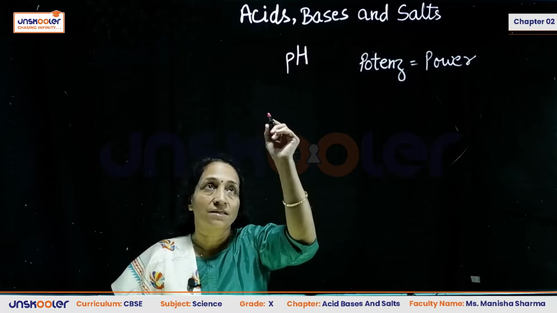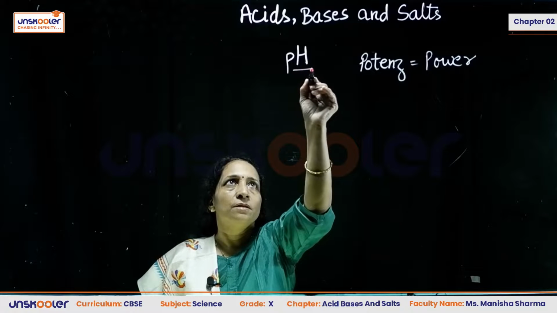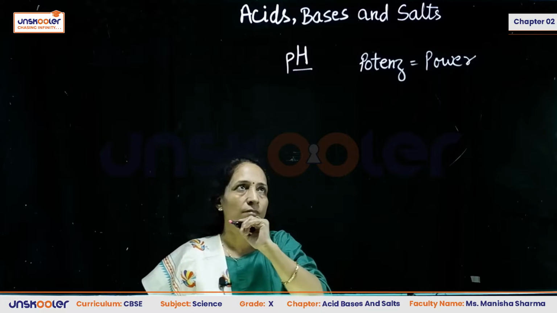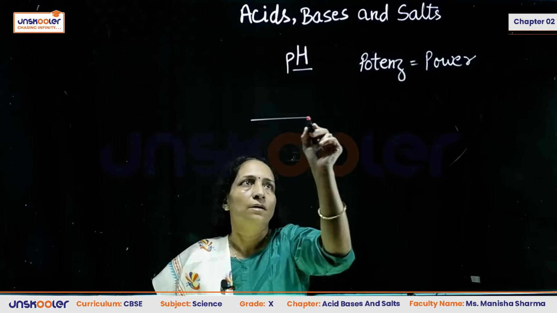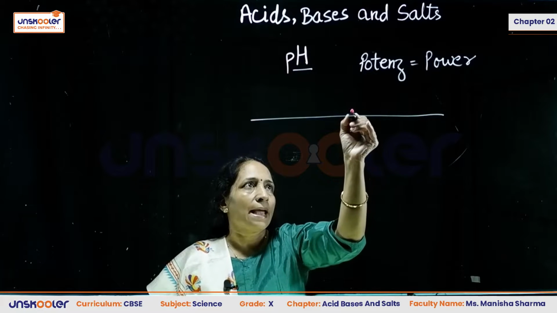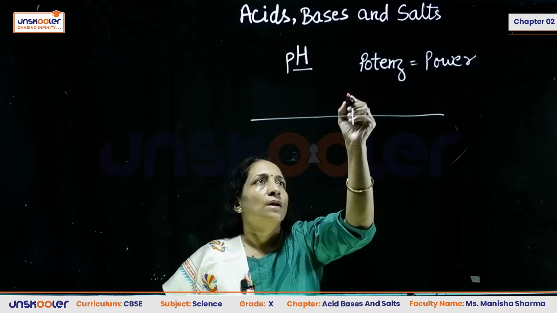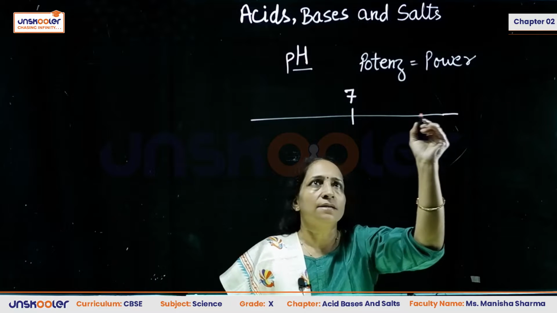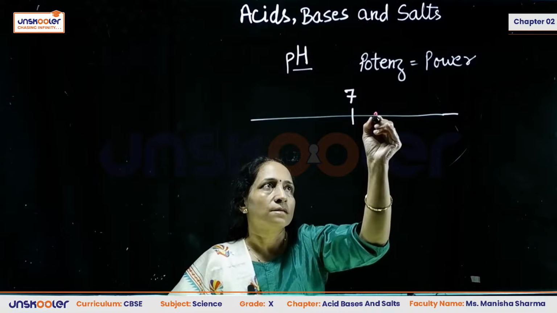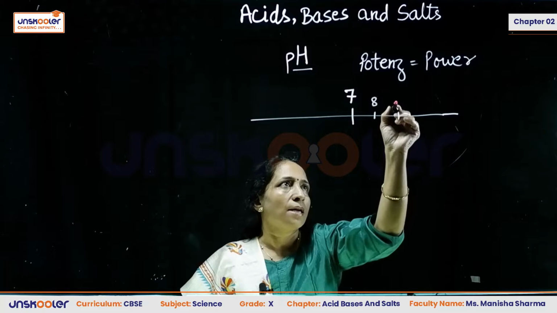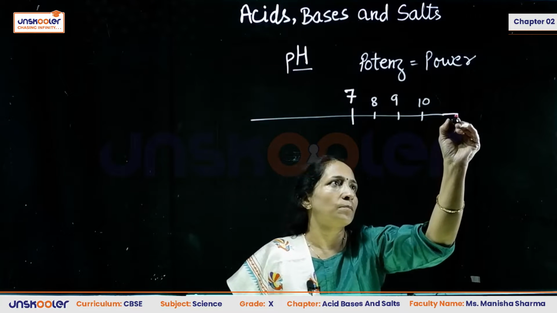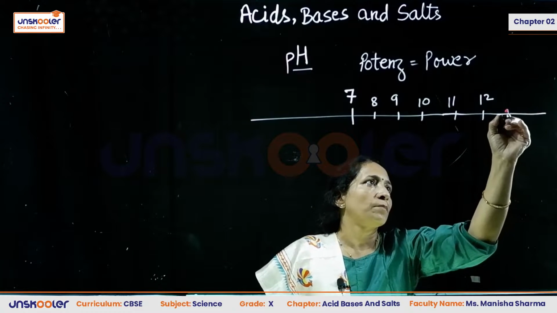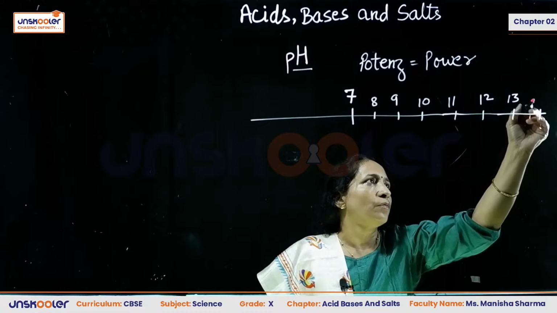So the strength of acidic and basic solutions is measured by using a scale, and this scale is known as the pH scale. Let us see how it works. Suppose there is a scale, and here the value is 7, and on the right hand side the values are increasing, that is 7, 8, 9, 10, 11, 12, 13 and 14.